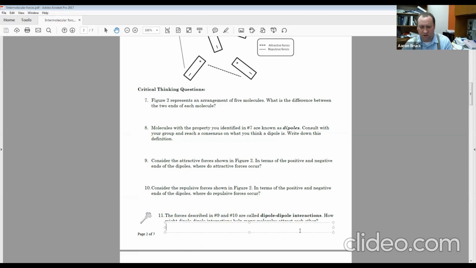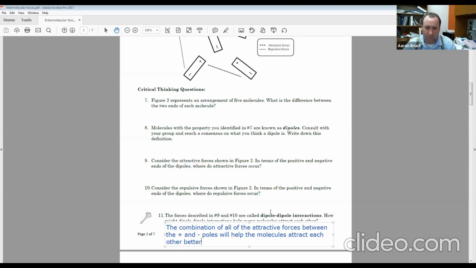So our answer here: a combination of all of the attractive forces between the positive and negative poles will help the molecules attract each other better overall.